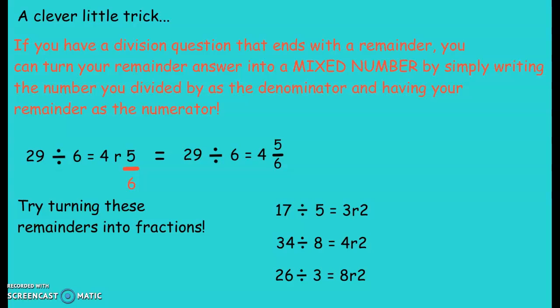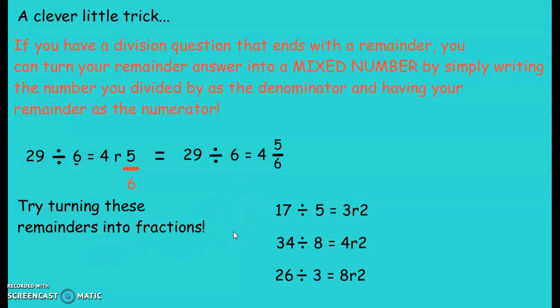So there you go. A really, really simple trick. Just to go over that trick again, all you have to do when you get a remainder is put a little line underneath the remainder, make that the numerator, and then turn the denominator into what you divided by, which in this case was 6, and it gave us the answer 4 and 5/6.